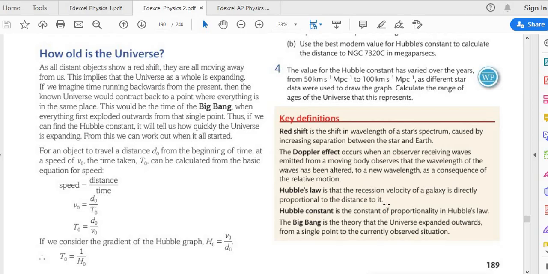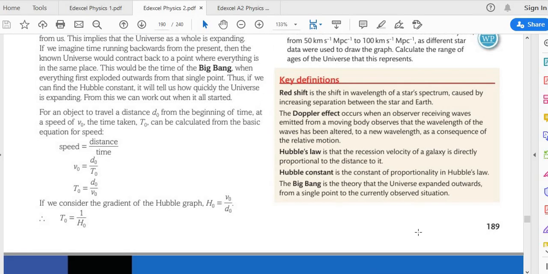So we have v equals H naught d, or we can say v is proportional to d, and H naught is the constant of proportionality when you convert that proportionality into an equation. Hubble constant is the constant of proportionality in Hubble's law. The Big Bang is the theory that the universe expands outwards from a single point to the currently observed situation.